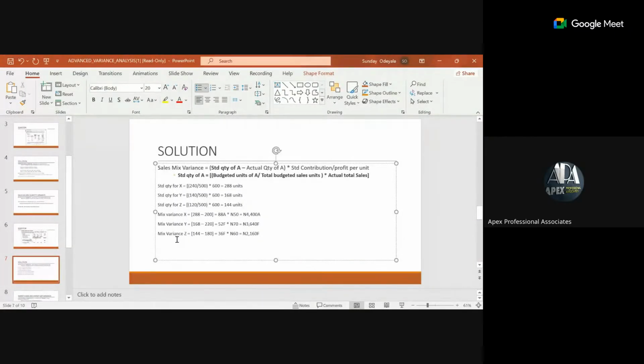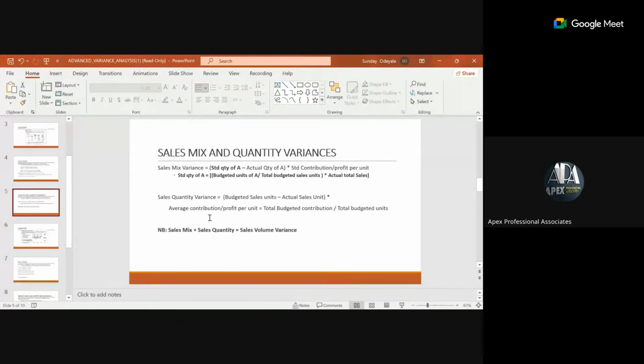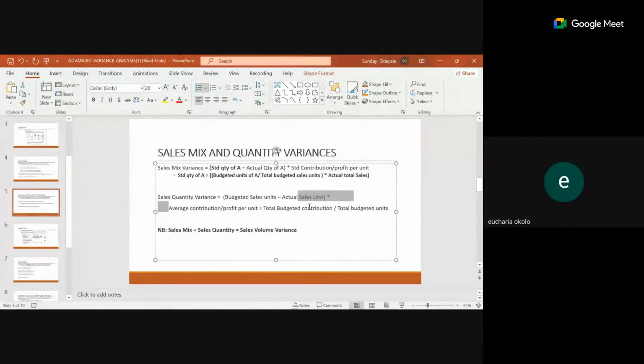So the final one is the sales quantity variance. Now, we're not bringing the formula because most of the things have been given to us in the question. The formula says our budgeted sales unit minus our actual sales unit multiplied by our average contribution. Did I delete it?